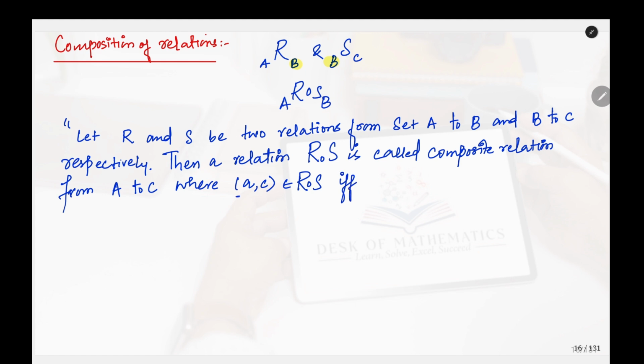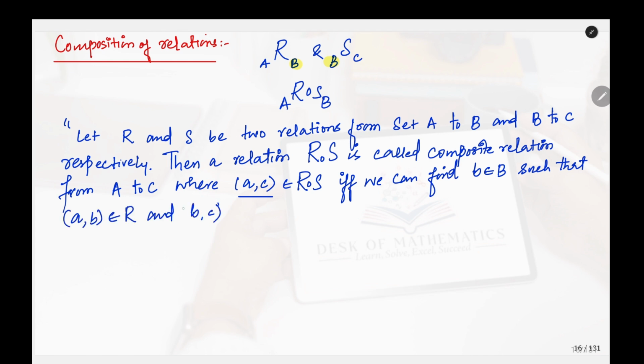This element will exist if and only if you can find a common element b. That is, if we can find a b in B such that you can match the two ordered pairs: (a, b) is in the relation R, and this b is related to some other element c in the relation S. This R of S is read as the composition of R and S.